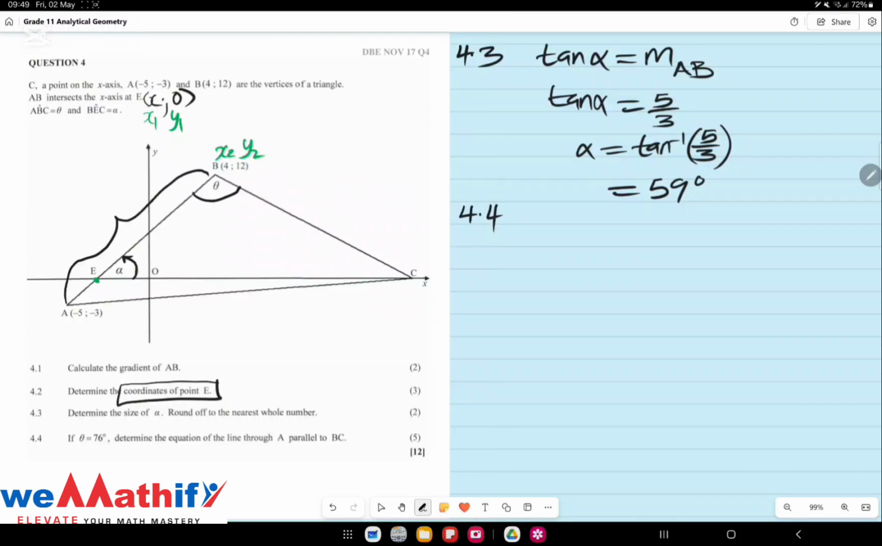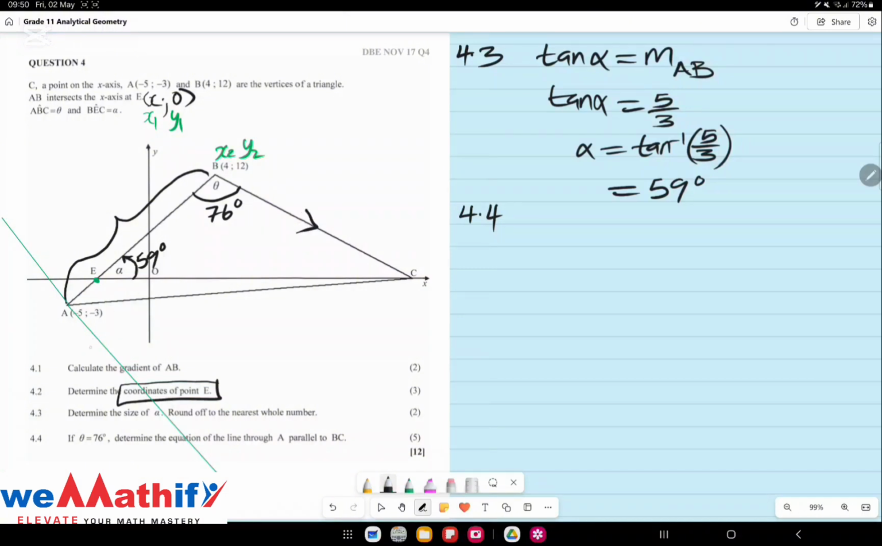If theta is 76 degrees, and also we know alpha is 59, determine the equation of the line through A parallel to BC. So we need to visualize that line which passes through A and is parallel to BC. So I'll try my best here. It could be a line that looks something like this. There we go. There's our line parallel to BC. That's what's guiding me.